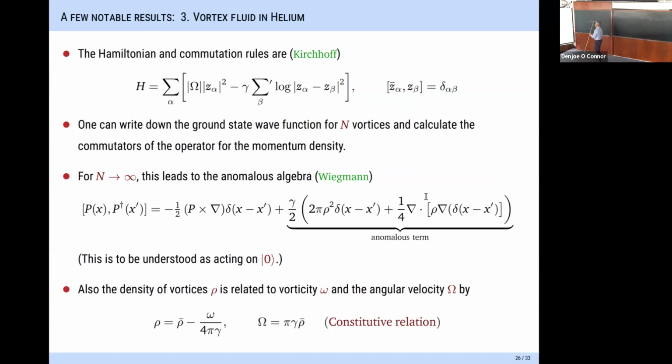And one can now write down the ground state wave function of the theory for n vortices, calculate commutators or nonabelian density, all kinds of things can be done. Okay? So Wiegmann did the following calculation. In the large n limit, he argued that he got an anomalous algebra for the momentum densities. These are two of the momentum densities. Because we use complex coordinates, it's p and p dagger. This is what you normally expect, just from the diffeomorphism algebra. And here is an extra term.